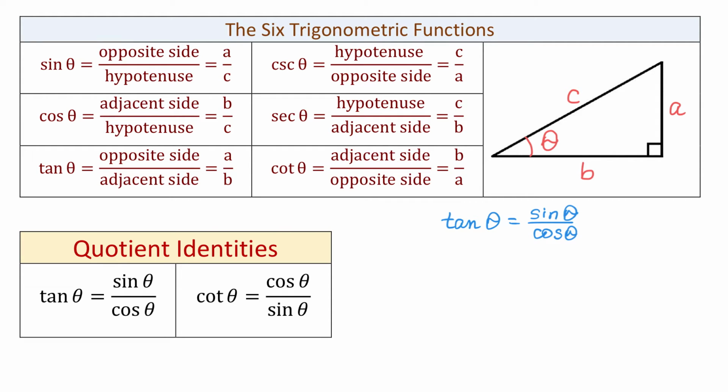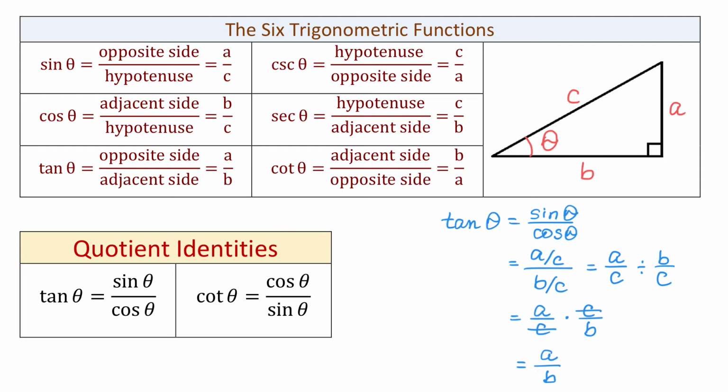And from the table above, sine of theta is A over C, and cosine of theta is B over C. Then if we replace, we get A over C divided by B over C. Now we will flip the second fraction and multiply, and we will have A over C multiplied by C over B. Then C and C will cancel, and we will get A over B. And indeed, tangent of theta equals A over B.